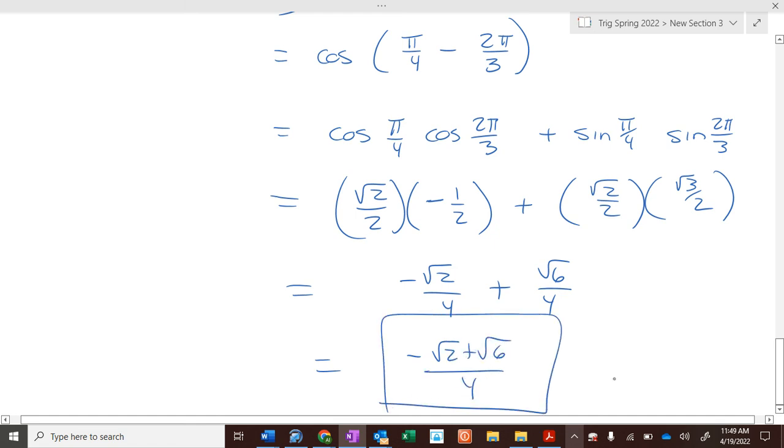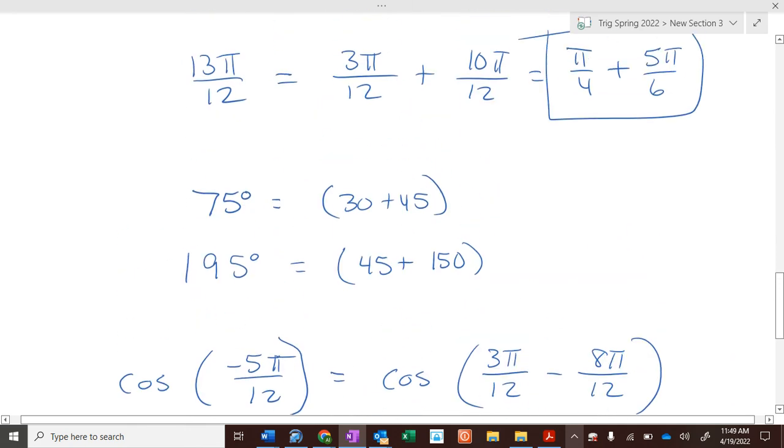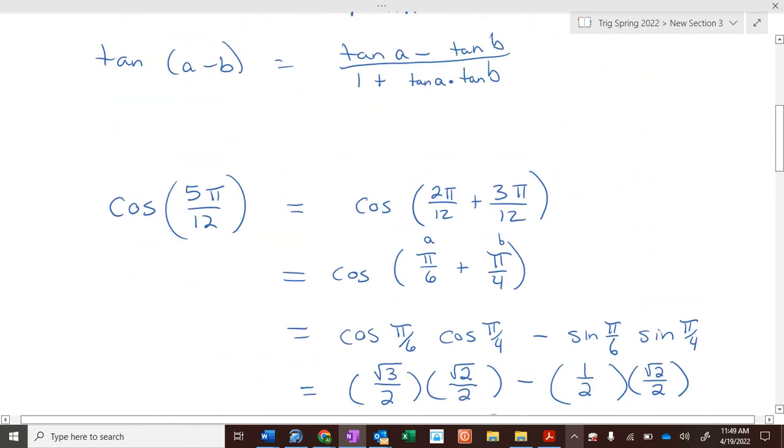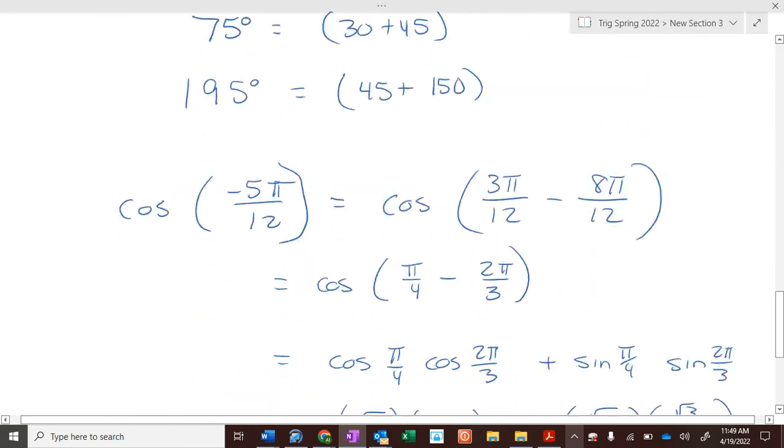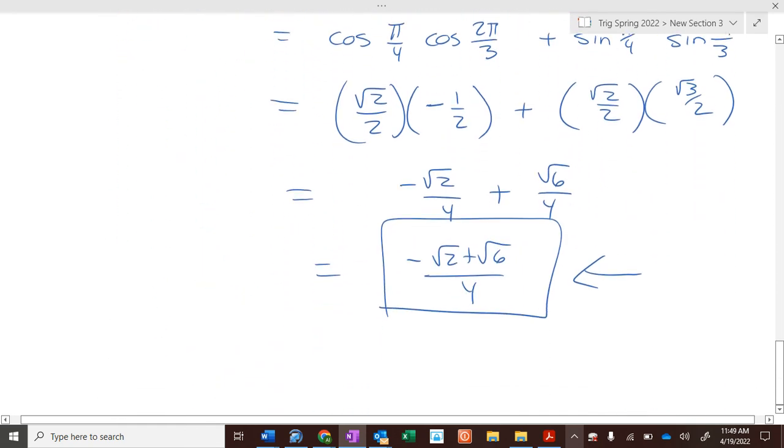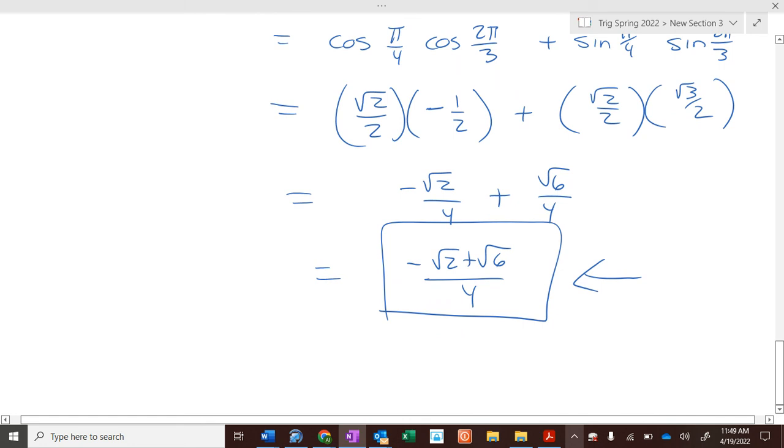Every one of your answers will look like this. We're adding and subtracting the square root of 2 and the square root of 6 over 4. Somehow we're going to manipulate that. Okay?